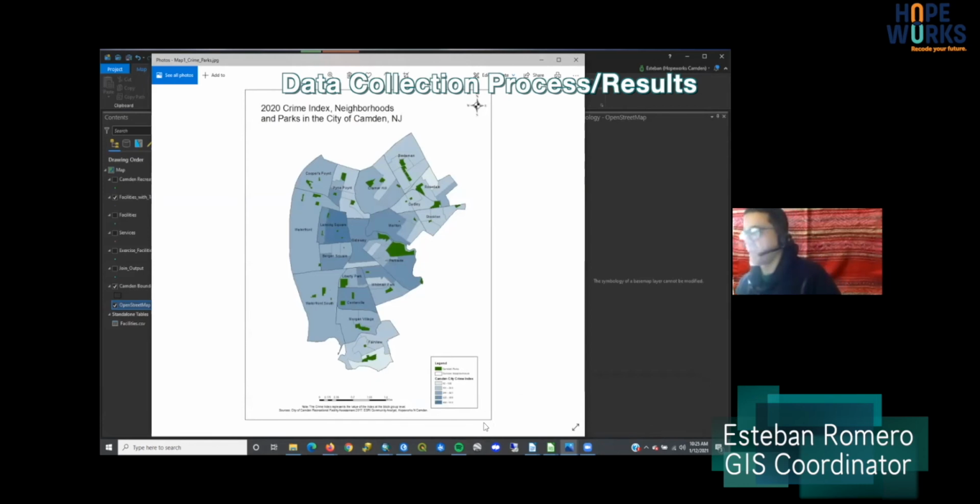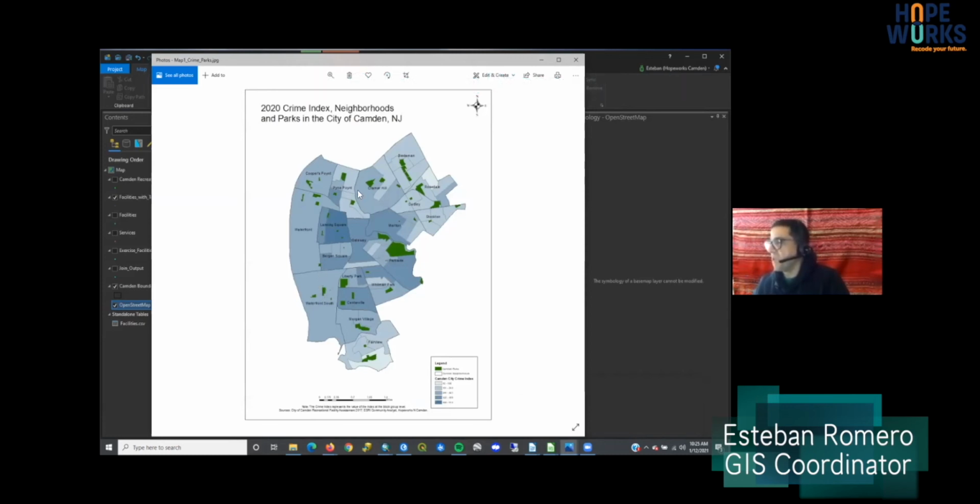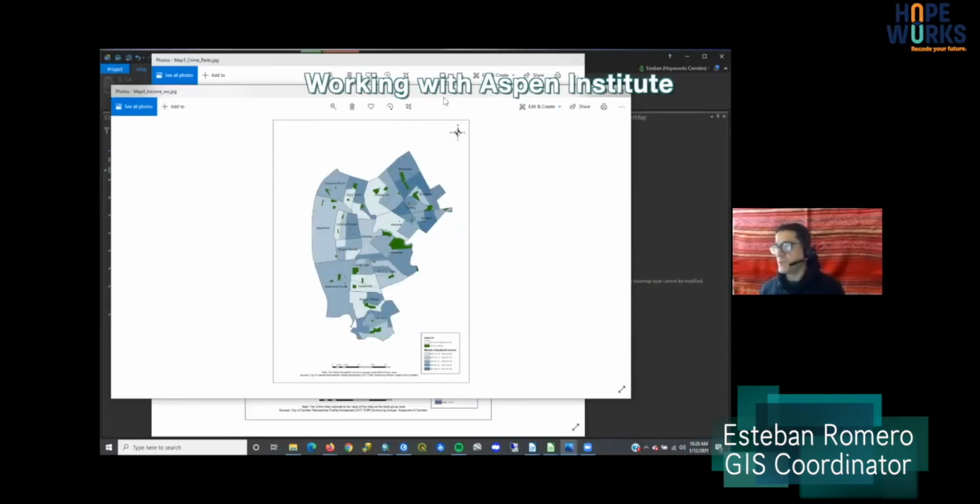So we came up with this, and what we thought at the beginning is that there was going to be a very clear pattern in terms of accessibility to parks and crime and income and so on. And I think that has to do with the way that income is distributed in Camden. Because the range is not like in other cities, where you have really high income and really low income.